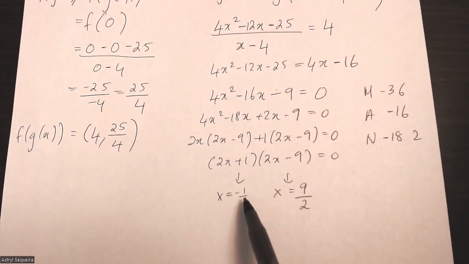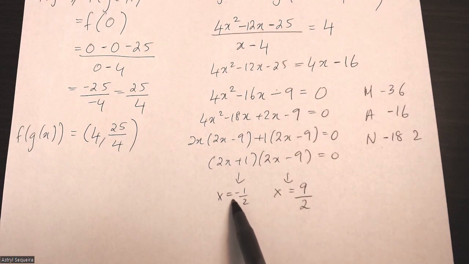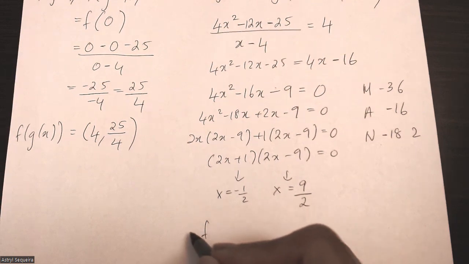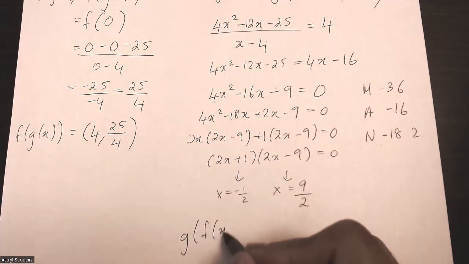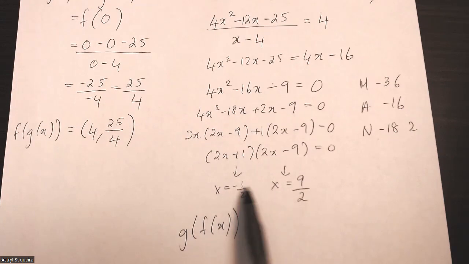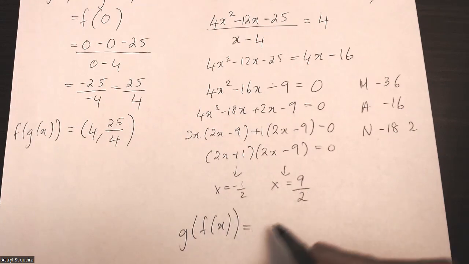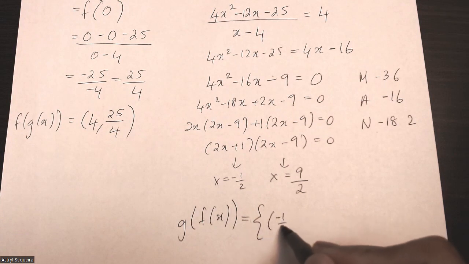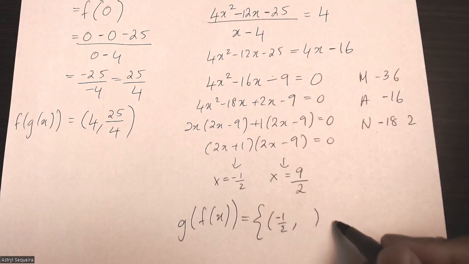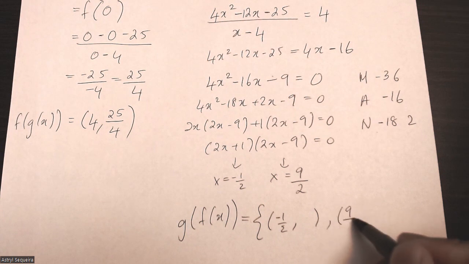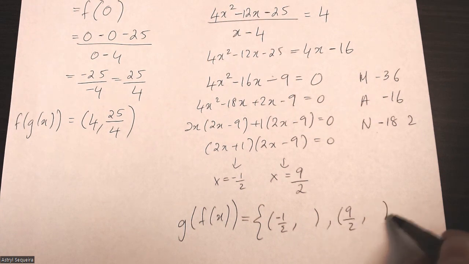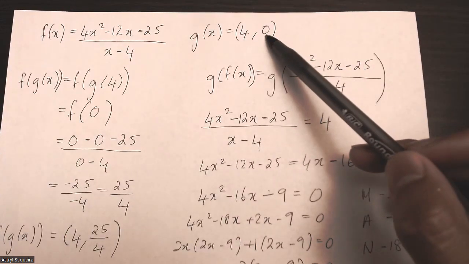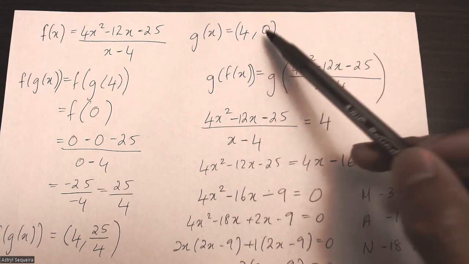So this just means that if I do g of f of x, I know that there's only two x values that exist for this function. Negative 1/2, I'll leave the y value blank for now. And the other one is 9/2. The y values of these functions I can get from the original point. The y value is just going to be 0.